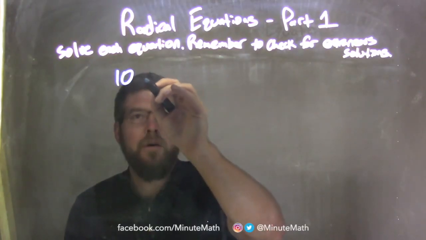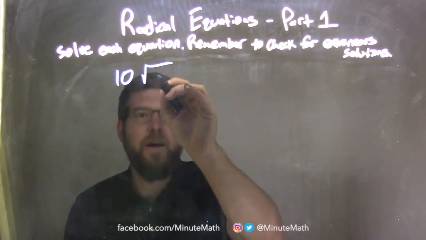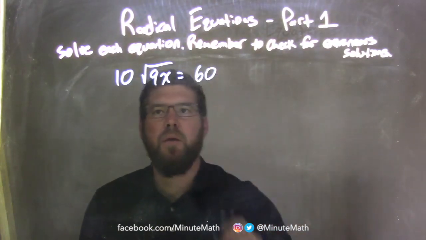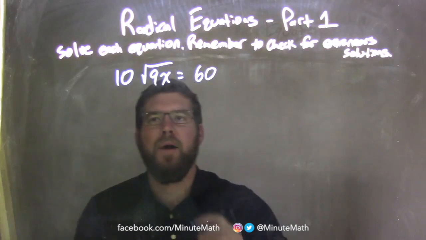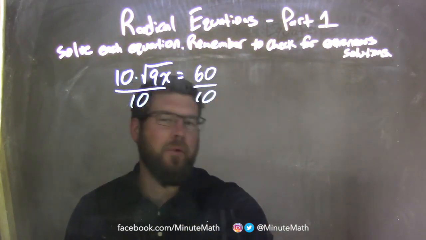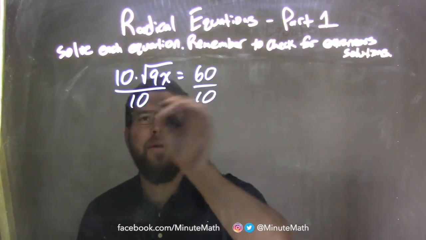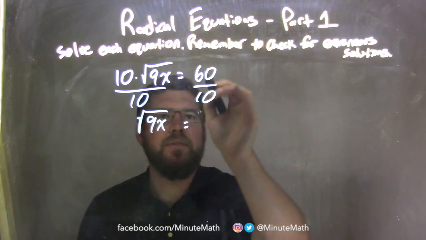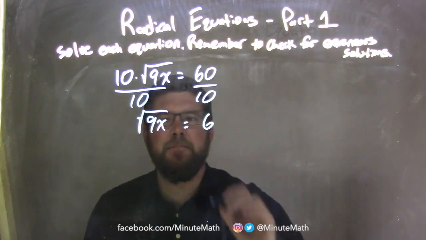10 times the square root of 9x, and that was equal to 60. Well, my first step is to get the square root by itself. So I'm going to divide by 10 to both sides, because remember, there's really a multiplication going on there. That eliminates the 10, leaving me with the square root of 9x on the left equals 60 divided by 10, which is just 6.